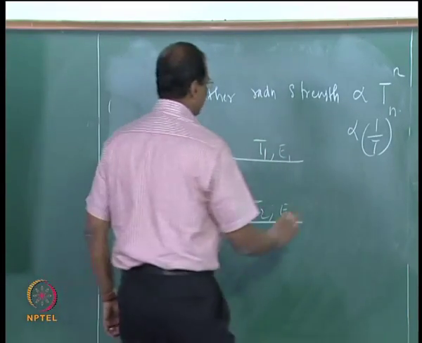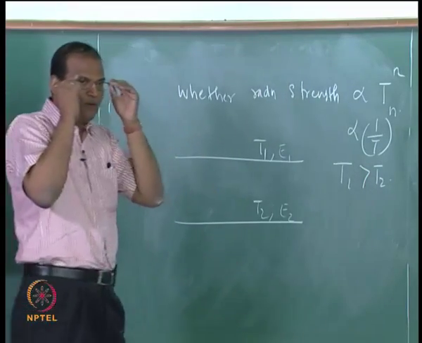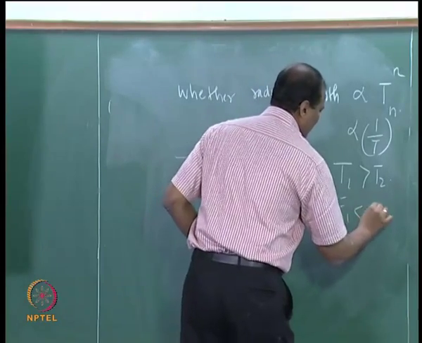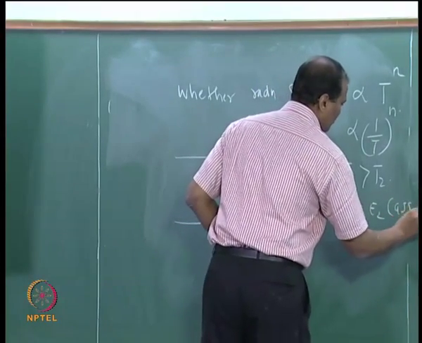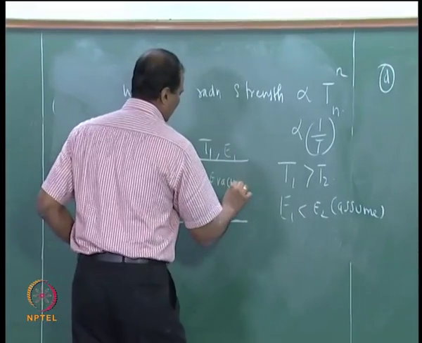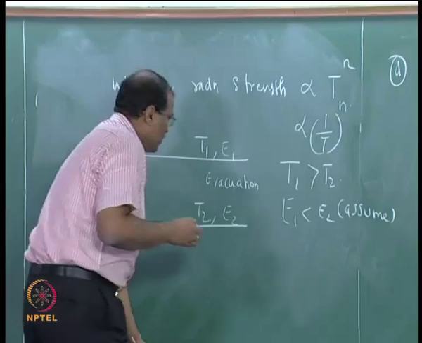I will assume that T1 is greater than T2, but for a change I will assume that E1 is less than E2. So it is evacuated: no convection, no conduction, only radiation is taking place.